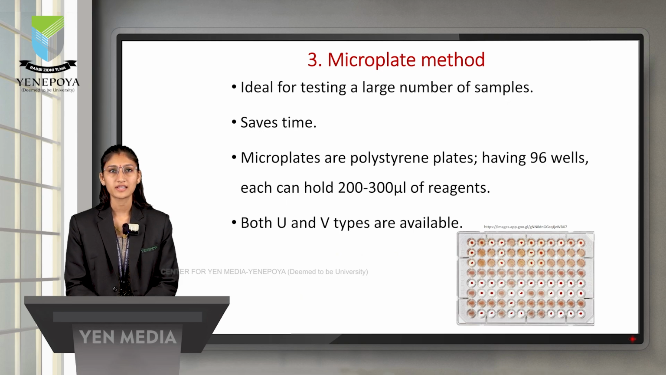The third method is the microplate method. Here we are using a microplate which is similar to the ELISA plate. It has 96 wells and comes in different shapes, either U or V shape. It is usually used for large volume samples. That is the main advantage of this technique, where you can use many samples at once.